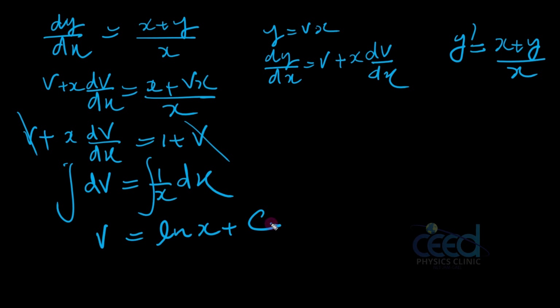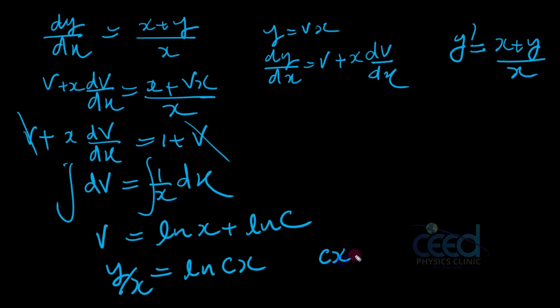Now what is v? We have taken it as y by x. So I can take it as y by x, and this c I can treat as log c. C is a constant, so log c is also another constant. So this is log cx, since log a plus log b is log ab. Now cx I can write as e raised to y by x. So this way or any other way you can treat it.